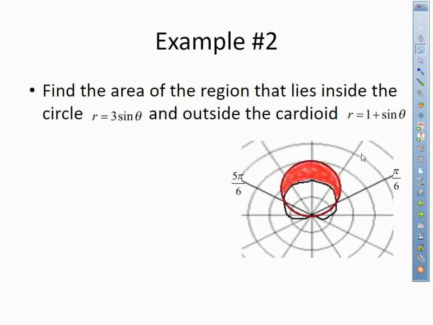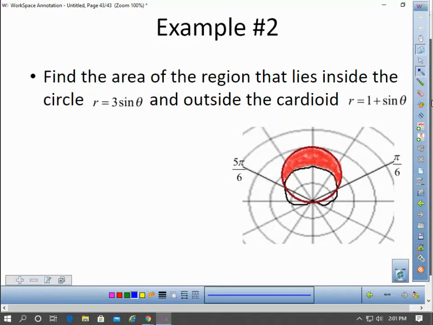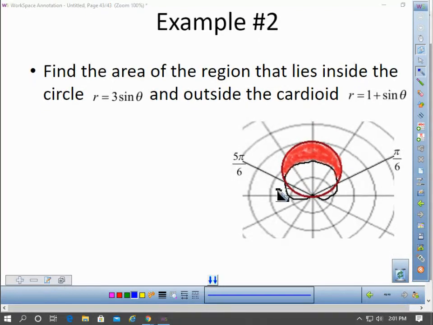Let's go to number 2. Find the area of the region. So now this is an example of where it's a region between two curves. So here's where, all right, I want to show you that we've got a circle. So this red one is a circle kind of outlined in red there.